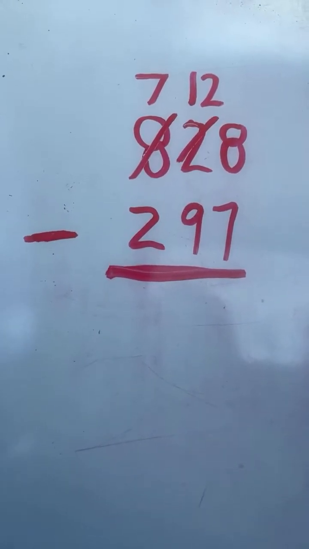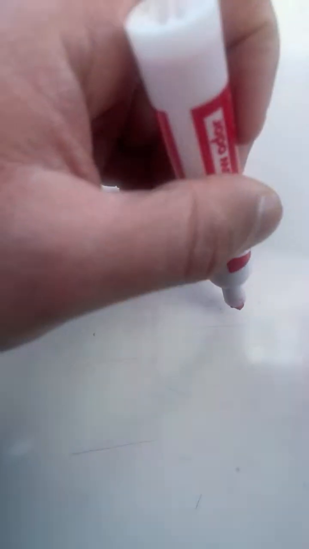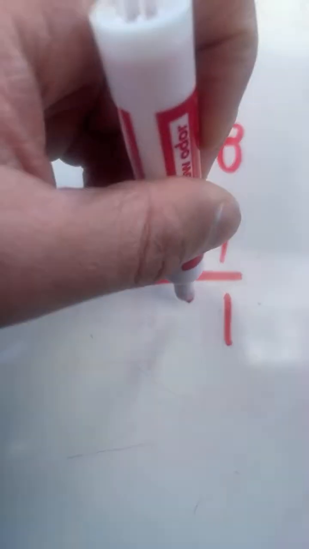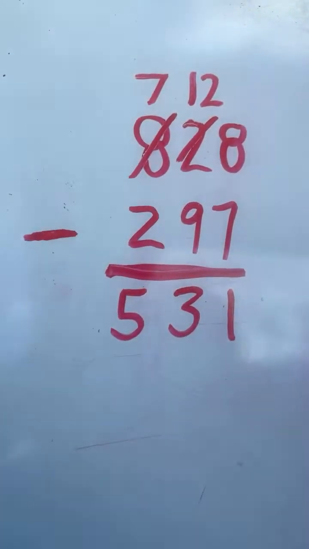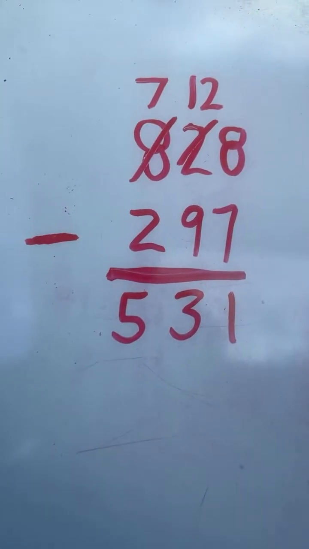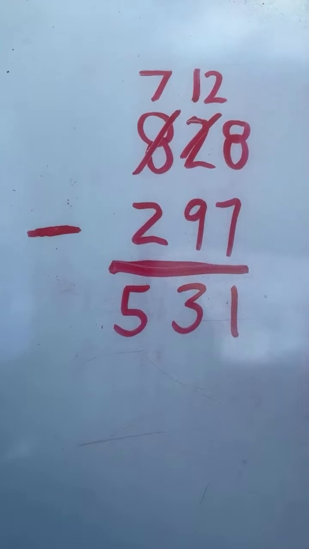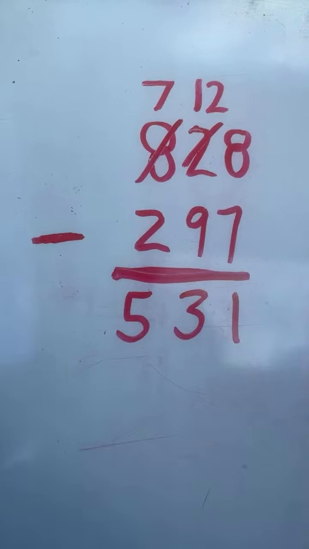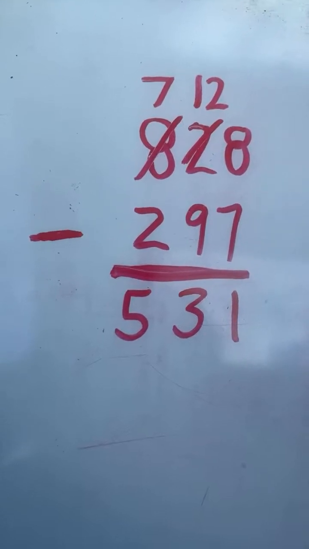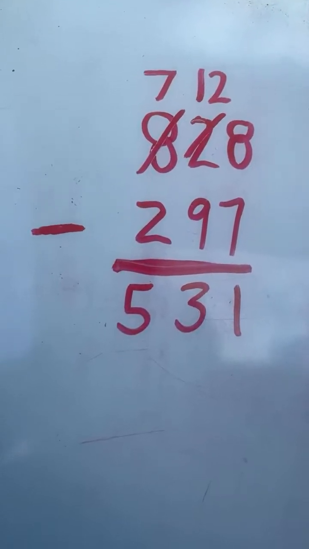And now we are ready to subtract, starting in the ones place. 8 minus 7 equals 1. 12 minus 9 equals 3. And 7 minus 2 equals 5. And we have our final answer, 828 minus 297 equals 531.